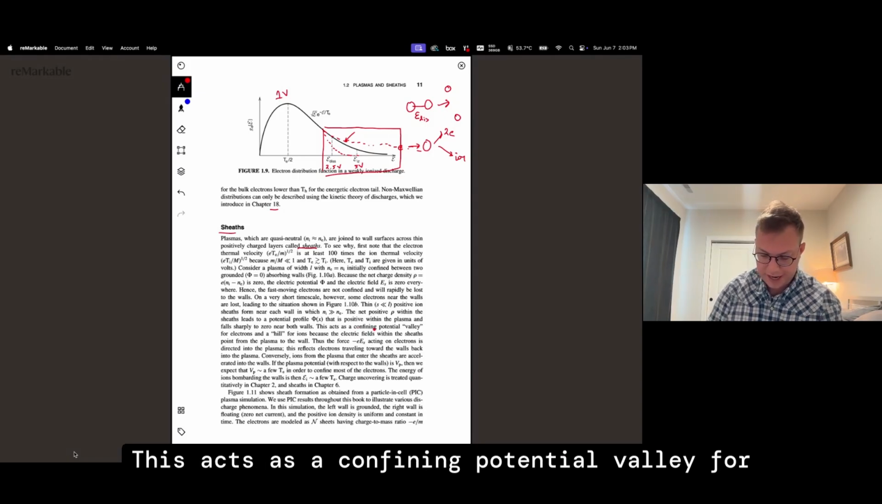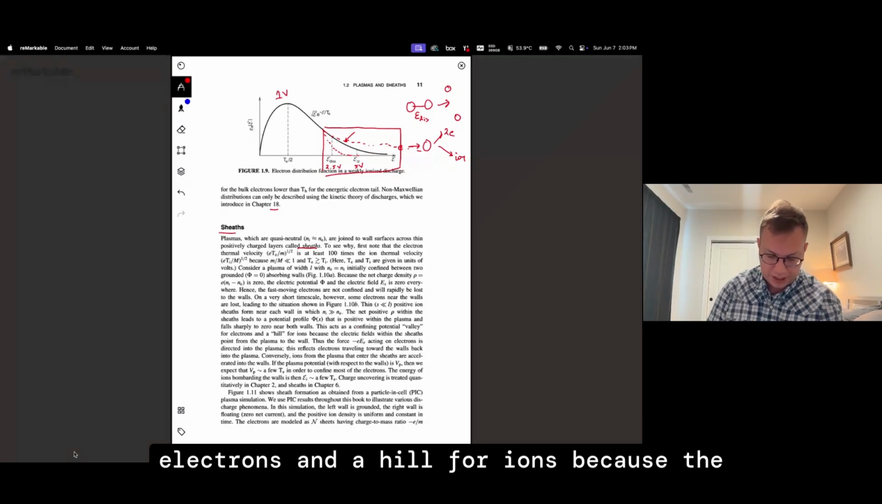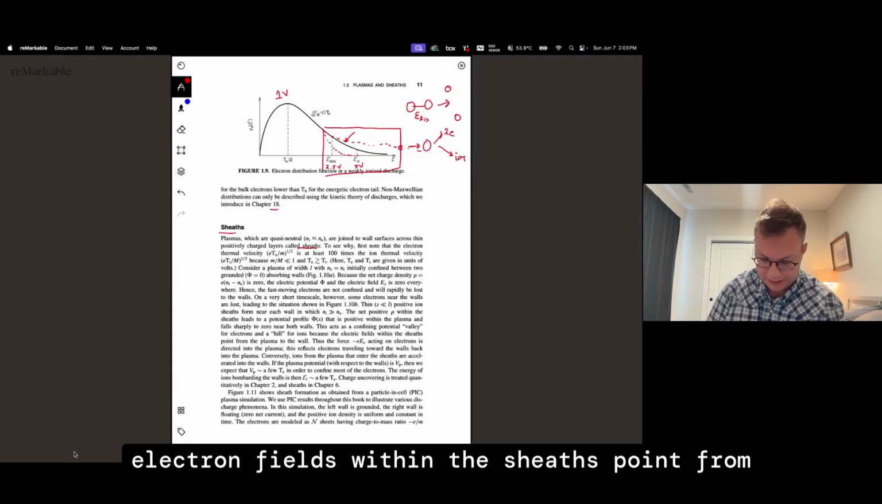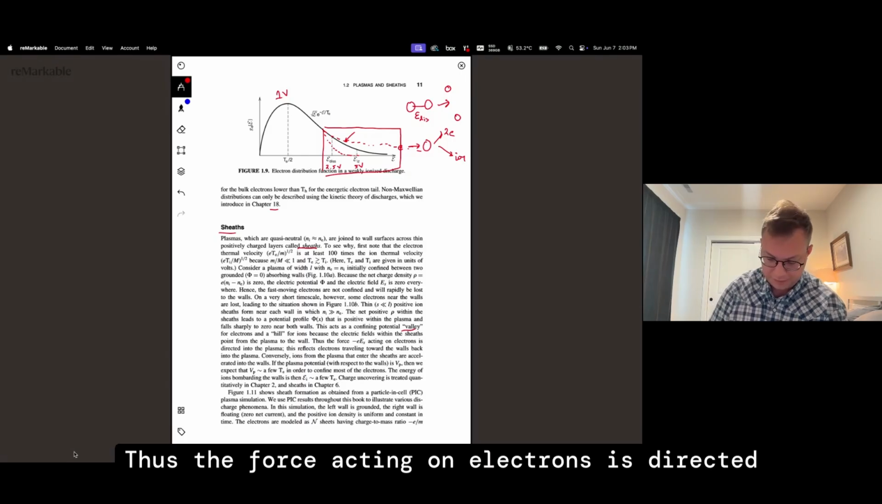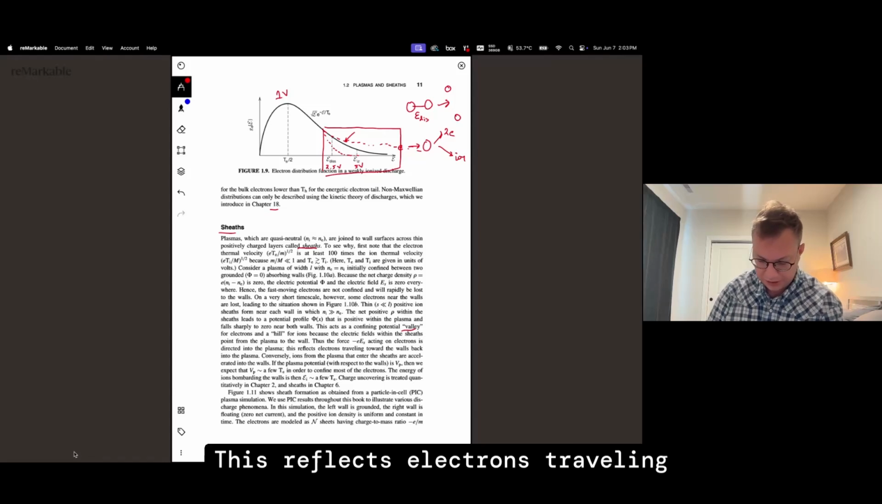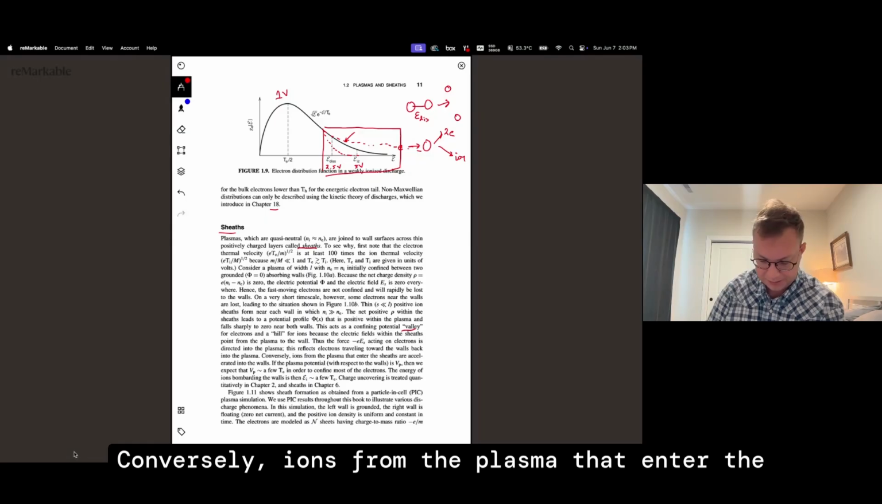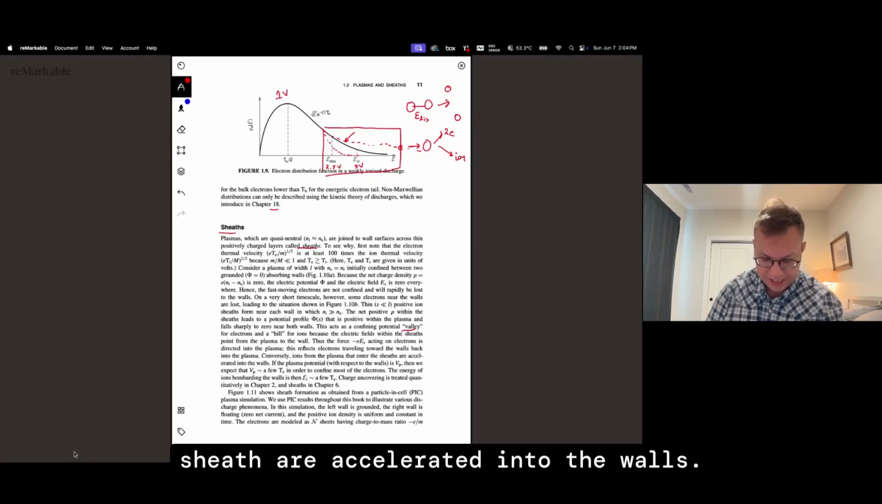This acts as a confining potential valley for electrons and a hill for ions because the electric fields within the sheaths point from the plasma to the wall. Thus, the force acting on electrons is directed into the plasma. This reflects electrons traveling towards the walls back into the plasma. Conversely, ions from the plasma that enter the sheath are accelerated into the walls.